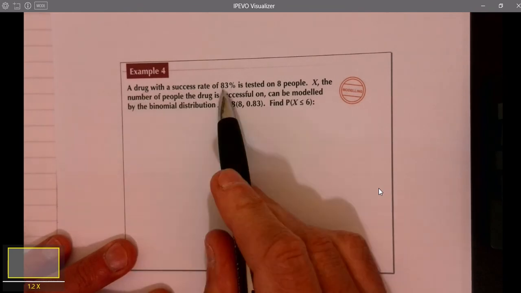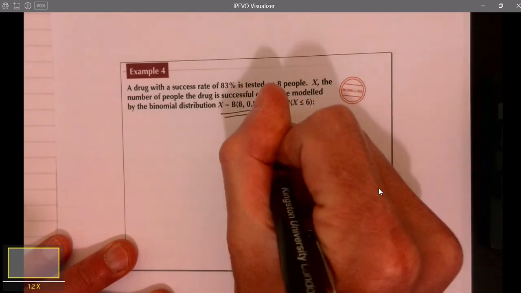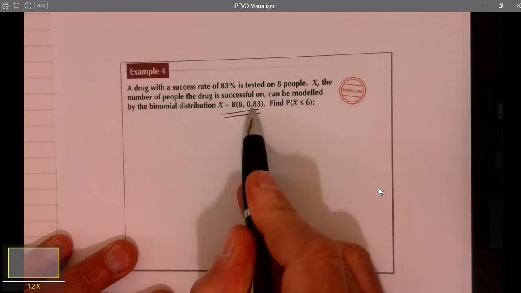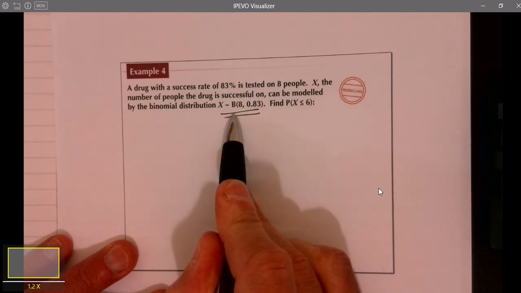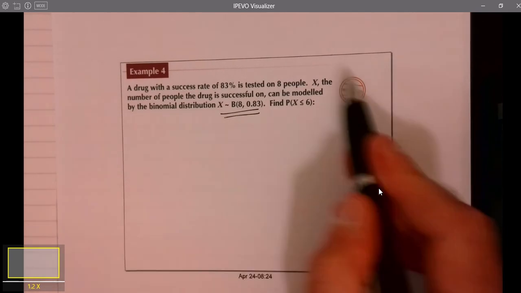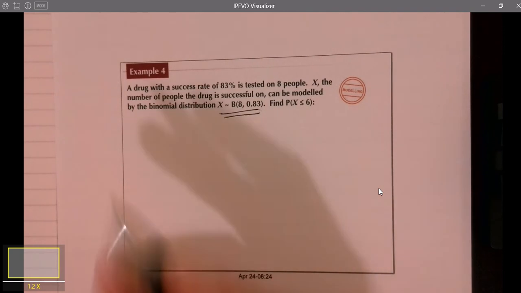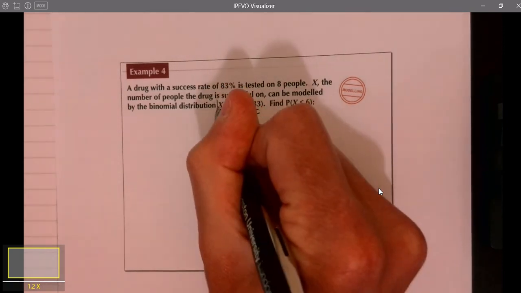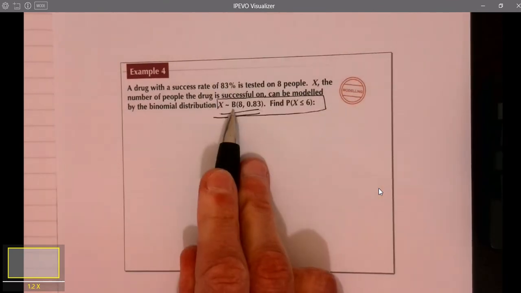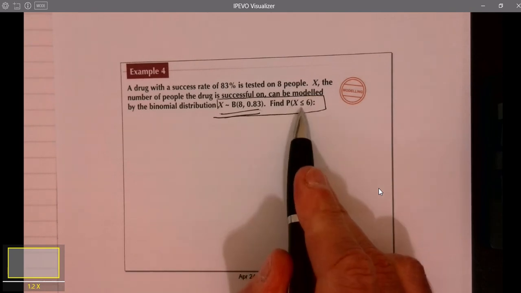Drug with a success rate of 83% is tested on 8 people. So look, they've actually been quite nice to us on this question, because they've summarised the information. If that wasn't written down, that would be the first thing I would be writing down. There's a lot of text there. That's what you should be trying to pull out. The only bit of the question that I'm interested in is that. That's the information, and that's the question: find the probability that x is less than or equal to 6.